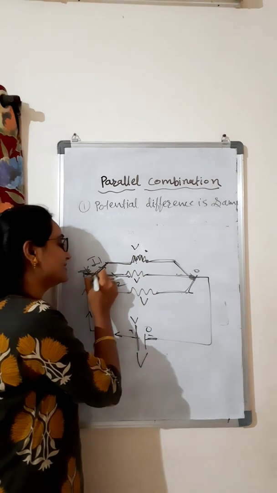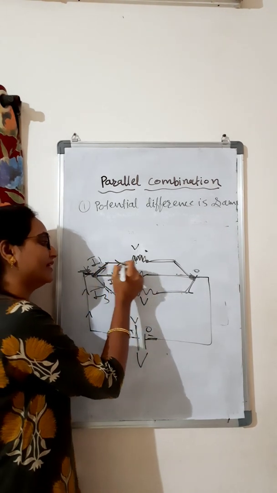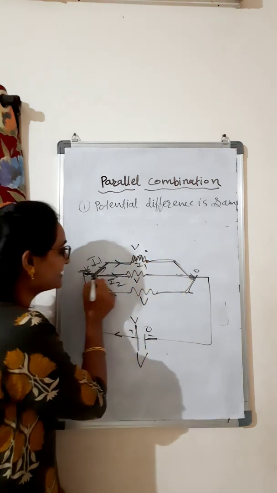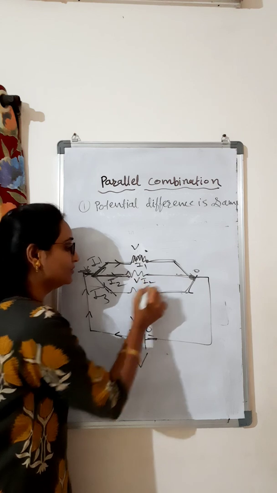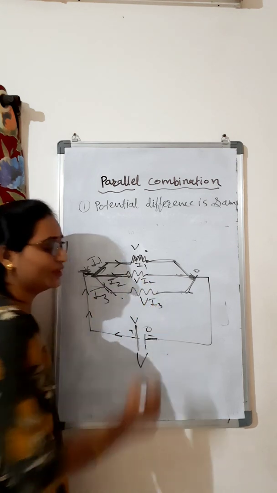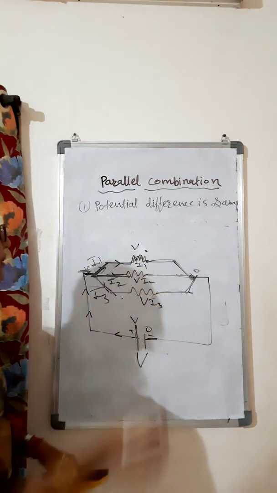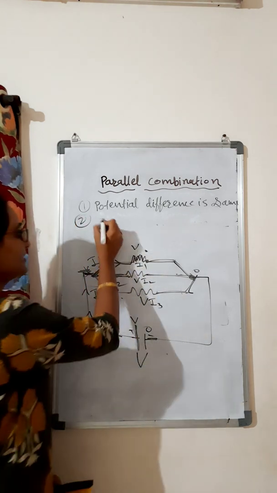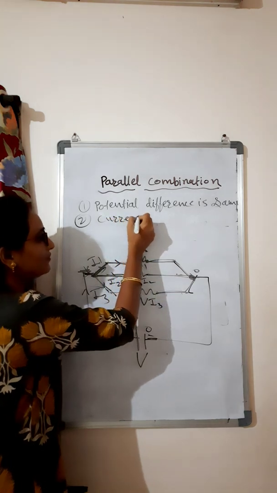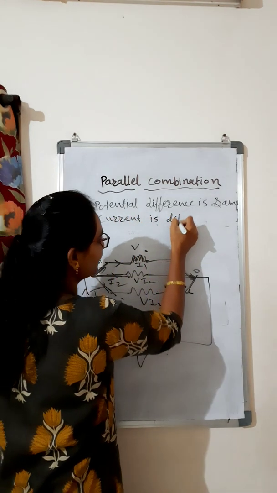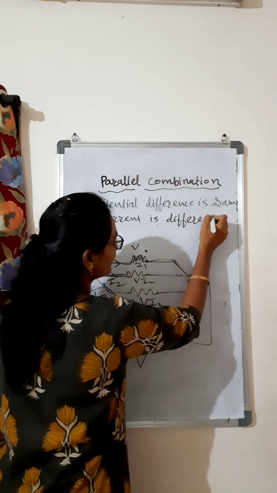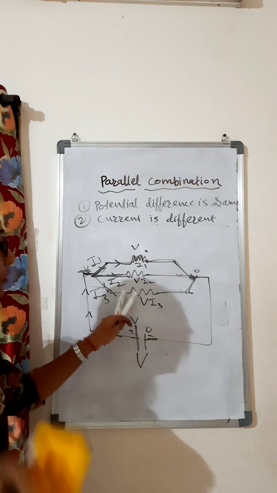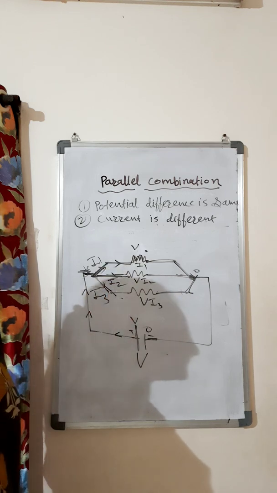Now from this resistance how much current is flowing? Here I1 came. From this resistance, I1. From this resistance, I2. From this resistance, I3. Means the second point you understand is that the current is different. What do you get? Potential difference is the same in parallel combination and current is different in parallel combination.